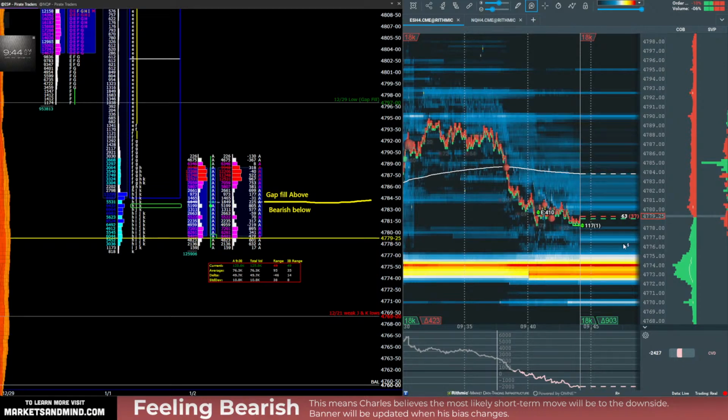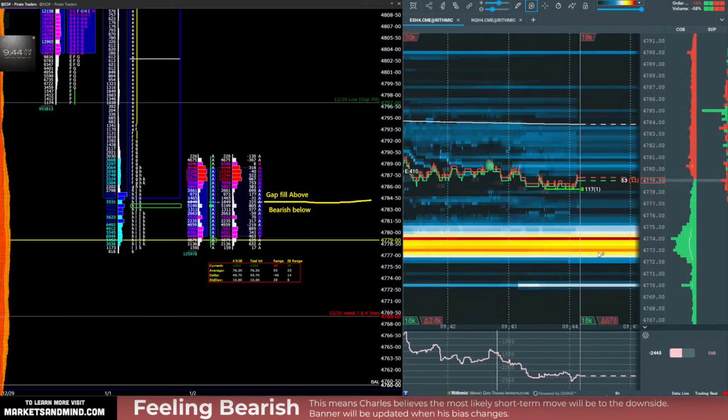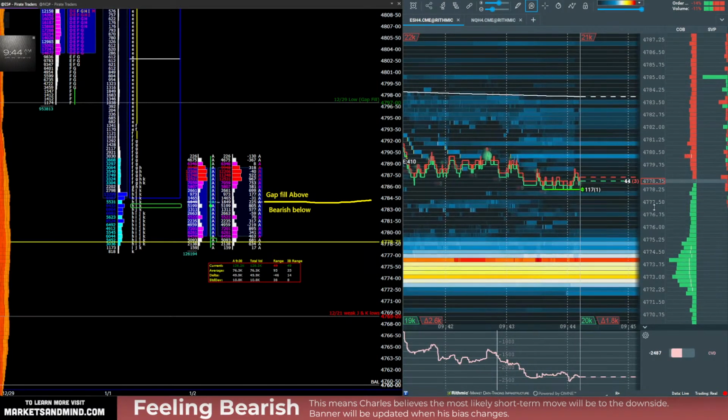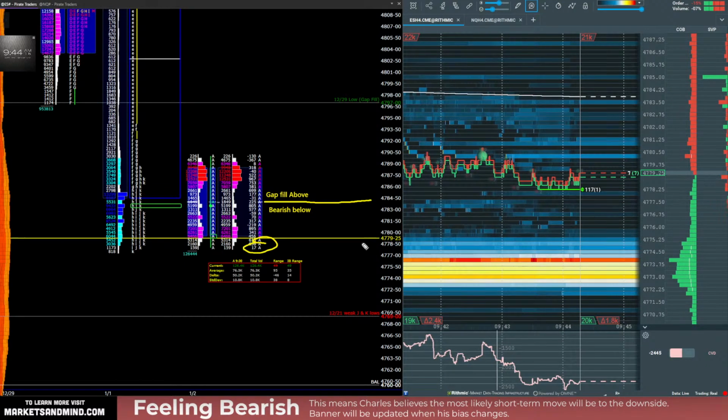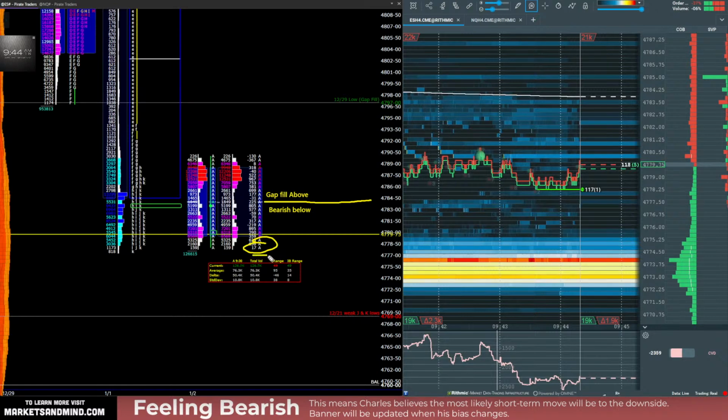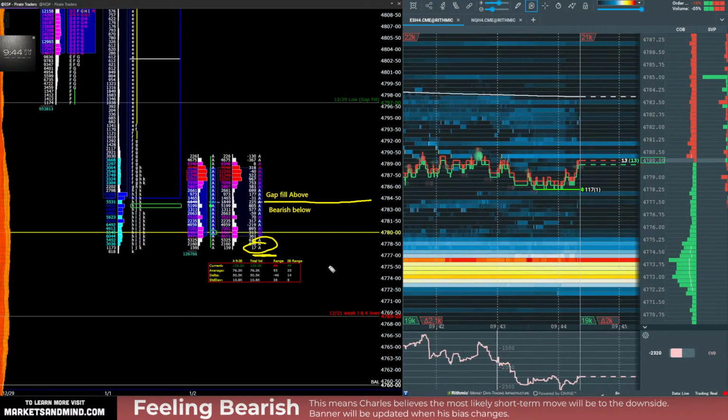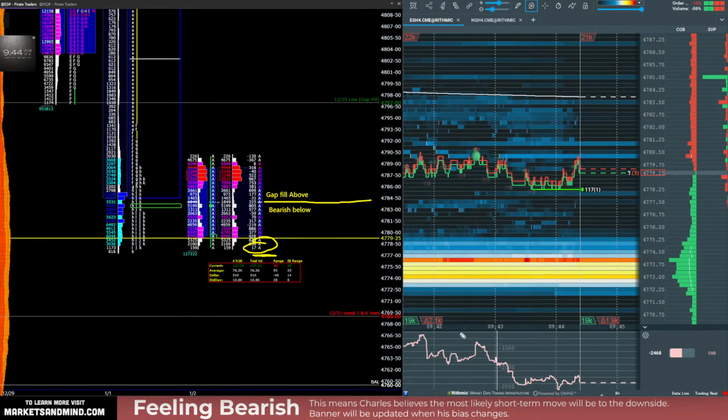Still poking away at this overnight low. Looks like they're going to put a bid right there. Little iceberg action. Convince some people that they're making a double, triple bottom down here. Get a few more stops before they come back for it.